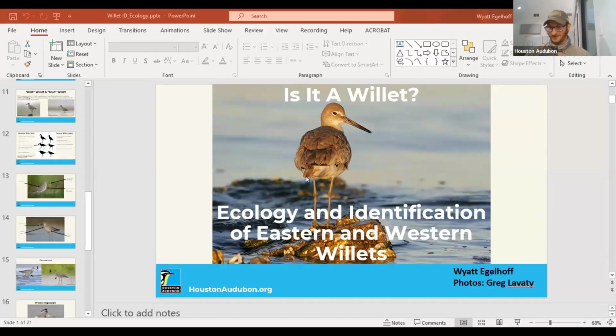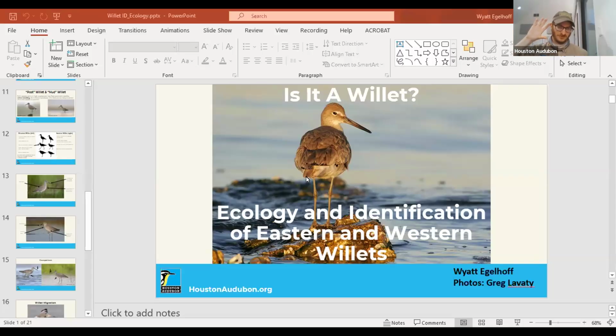I don't know how wide our footprint is this evening. If most folks are from the Houston or greater Houston area or Texas coastal area, we do get both subspecies throughout the year. If we have anyone joining us from out west, their experience with Eastern Willets is going to be very limited because they don't typically get Eastern Willets. But nevertheless, I think learning how to identify the two is a useful skill.